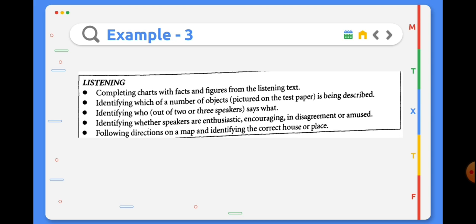And the third example is in listening tests. There are some examples here, such as completing a chart with facts and figures from the listening text, identifying which of a number of objects is being described, identifying who says what, identifying whether speakers are enthusiastic, encouraging, in disagreement, or amused, or following directions on a map and identifying the correct house or place.